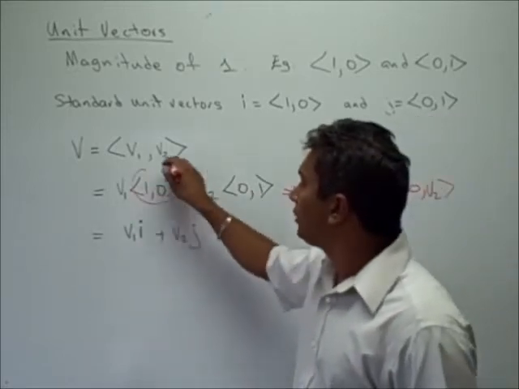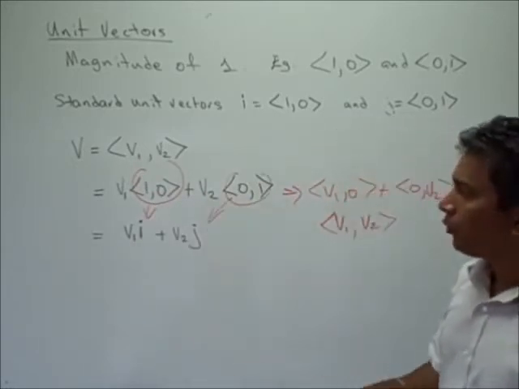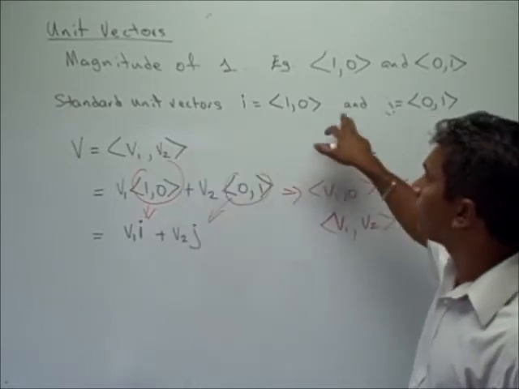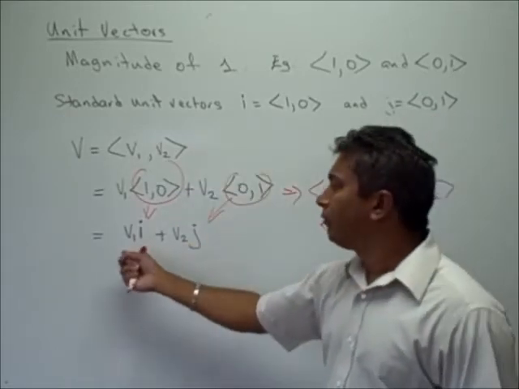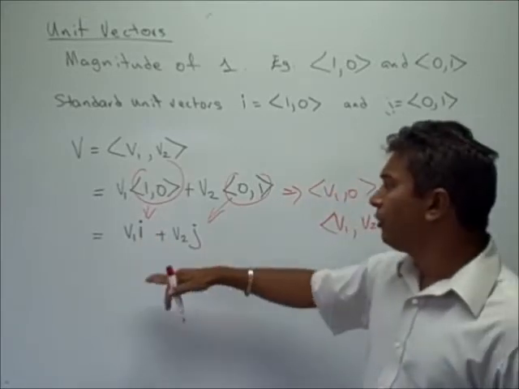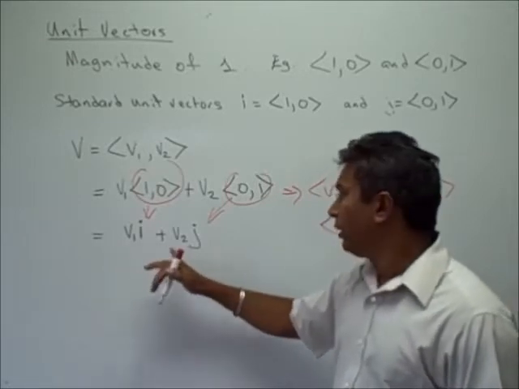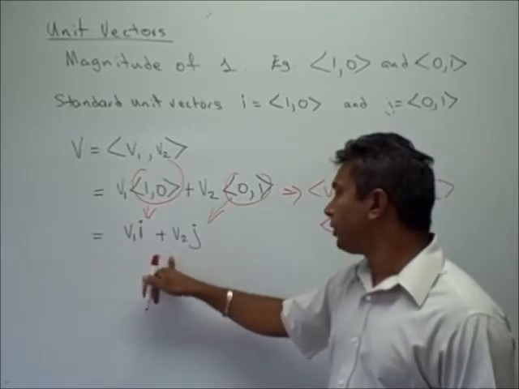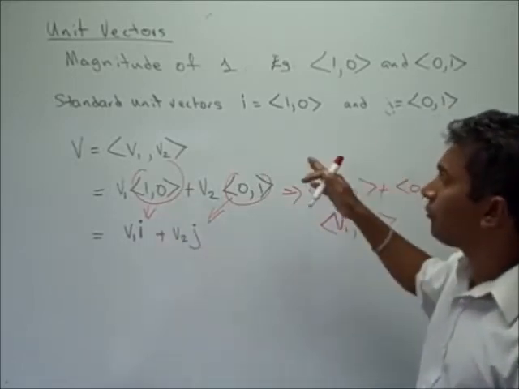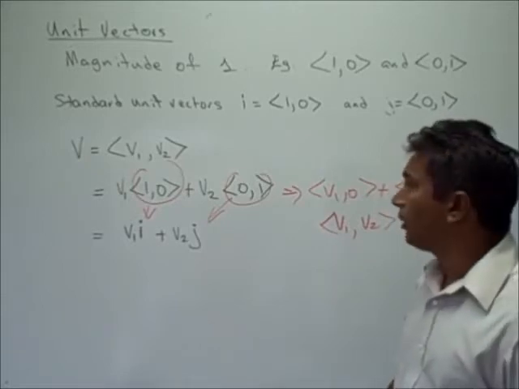And we know all this is equal to i, and all this is equal to j. So rewriting our component form of our vector in terms of our unit vectors, we get v1i plus v2j. Now v1 here is known as our horizontal component, and v2 is our vertical component. And we can use our unit vectors along with our vertical and horizontal components to represent any vector in a plane.